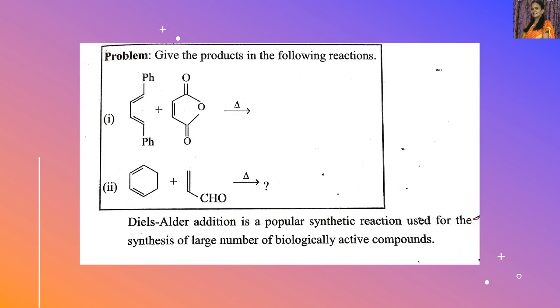So simple here. This pi bond breaks and a sigma bond is formed between these two carbon atoms. This pi bond breaks and a sigma bond is formed between these two carbon atoms, and this pi bond shifts. That is the product produced. This we can easily give. So Diels-Alder addition is a popular synthetic reaction used for the synthesis of a large number of biologically active compounds.